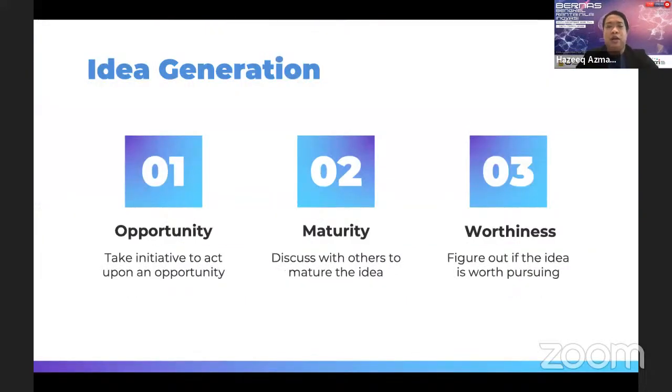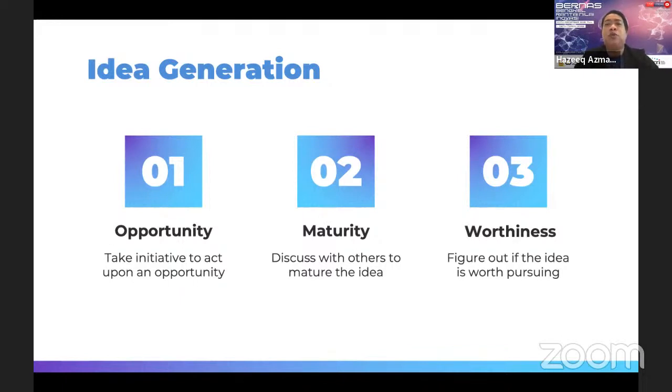So when you generate ideas, the first step is you need to take the opportunity, because sometimes you think, I can do this, and that's it. You didn't explore that. So you have to take the initiative to act upon an opportunity. Some people say, I can do this, I can do that, but they didn't do it. So it's not good just spilling out your ideas. You have to explore it.